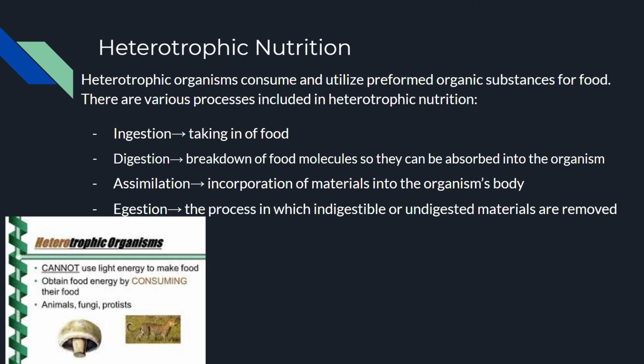On the photo on the left, we can see heterotrophic organisms cannot use light energy to make food. They obtain food energy by consuming their food, and it includes animals, fungi, and protists. So once again, heterotrophic organisms do not make their own food. They consume preformed organic substances.